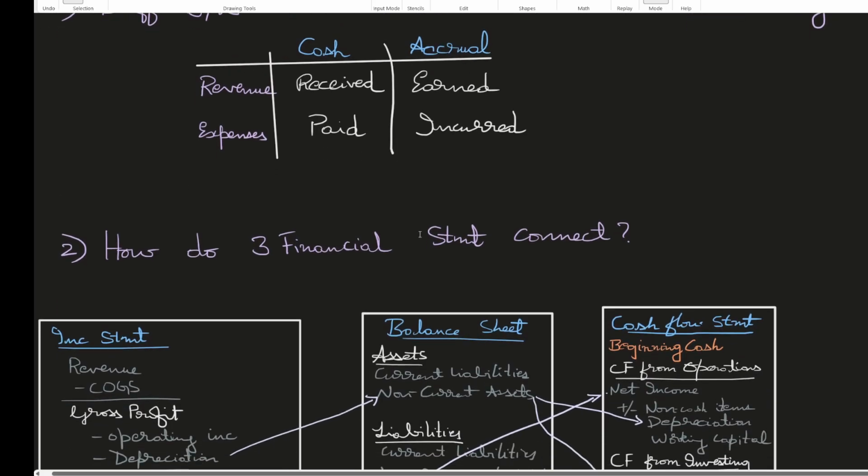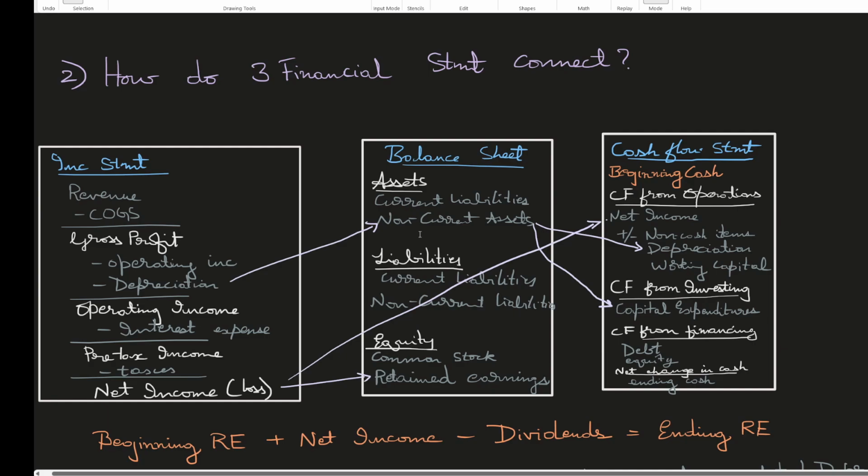Now let's come to the second question. How do the three financial statements connect? Okay, so in a financial statement, we have basically three statements. One is the income statement, and second is the balance sheet, and the cash flow statement.